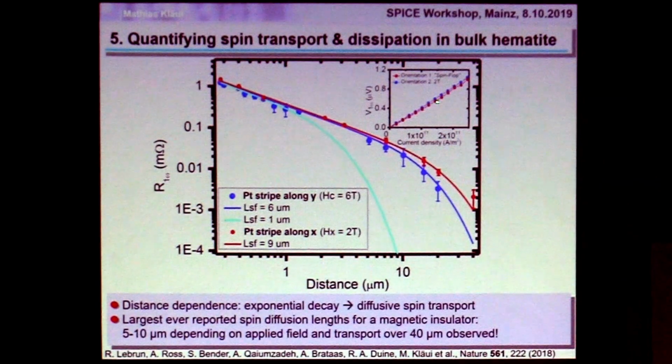The second thing that's important is we never see a threshold current density. Our signal always scales with the current density, which points to a diffusive transport where there is no threshold. There's no auto-oscillation. There is no superfluid spin current. However, the good thing is that even for the diffusive transport, we get transport over 40, now 100 microns. So we can get signals over 100 microns, no problem. And this is as good as the best ferromagnet like YIG.